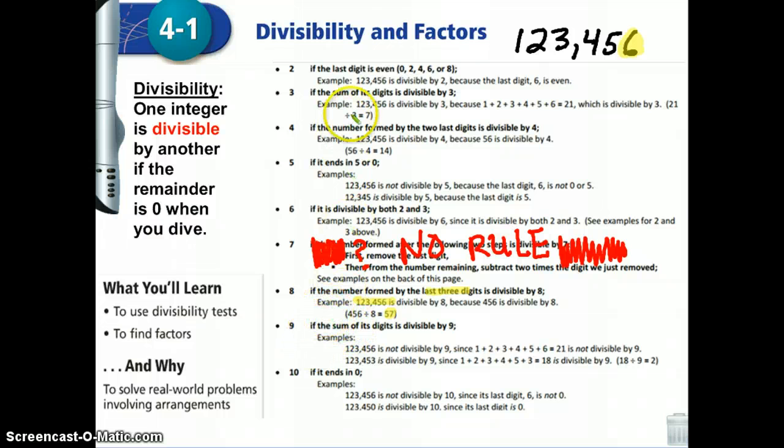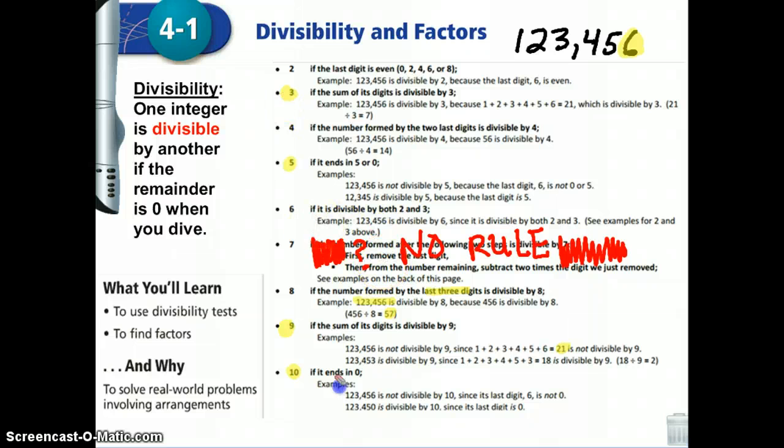Okay, just like for number 3, number 9 is if the sum of its digits is divisible by 9. So if you were to add all these up again and you get 21, which we referenced before, it's not divisible by 9 because 21 divided by 9 is not a whole number. Remember, we want a remainder of 0. But if you were to do 123,453, that is divisible by 9 because 18 divided by 9 is 2. And probably the easiest one besides number 5 is number 10. Basically, if it ends in a 0, that means it's divisible by 10.